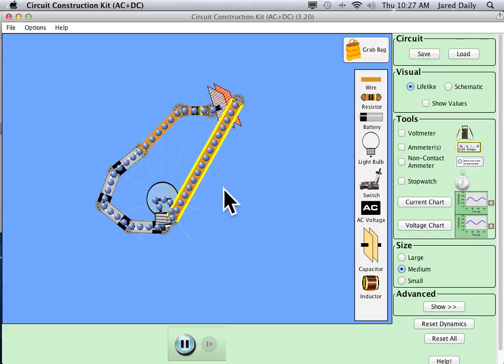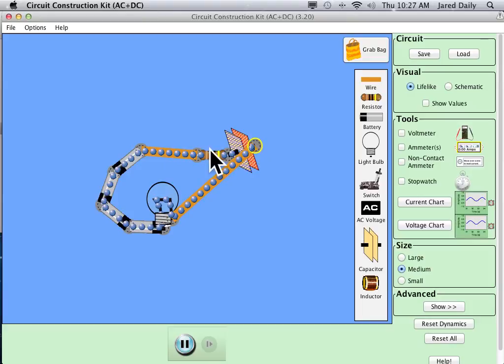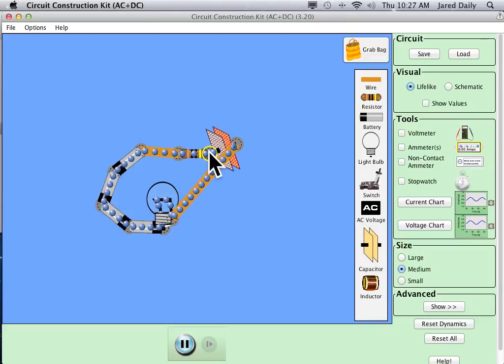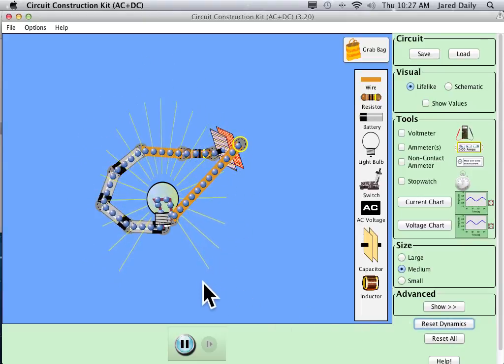And it goes and goes and goes, and the light's on, and then the light dims out as the current stops because I've charged the capacitor. Right? Capacitor's charged now. Let's see if I can adjust this somehow. Apparently I can't. That's okay. So now it's completely done. Now let's reset the dynamics, and it does it again.